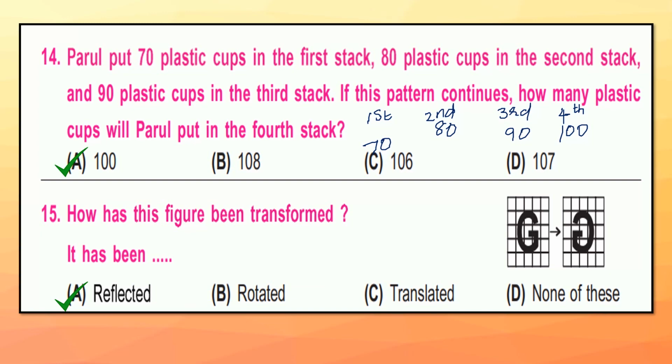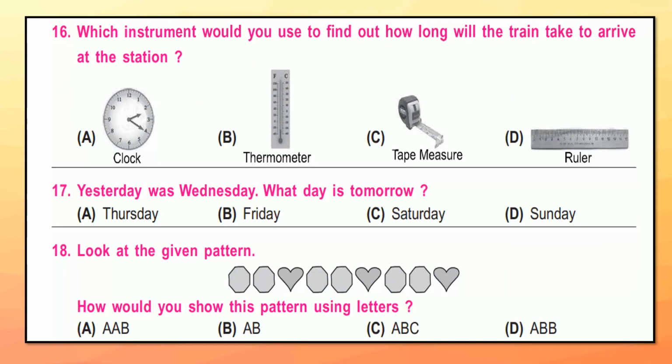If you see this picture in the mirror, you can see that it is reflected in this way. Question number 16. Which instrument would you use to find out how long the train will take to arrive at the station? Option A, clock, option B, thermometer, option C, tape measure, option D, ruler. So the correct instrument that we should use to find out how long the train will take to arrive at the station is option A, clock.